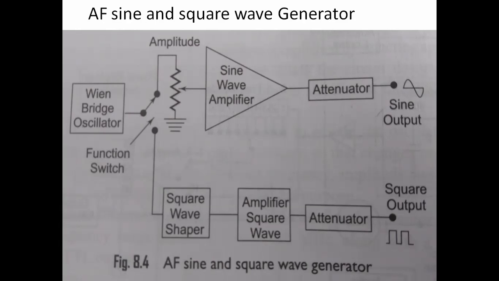There are options for selection of the frequency range. We can vary the amplitude, and there is output selection. Suppose I want to select the sine wave output, there is a selection switch, the function switch. By using the function switch, we can select sine wave or square wave, and we can vary the voltage.